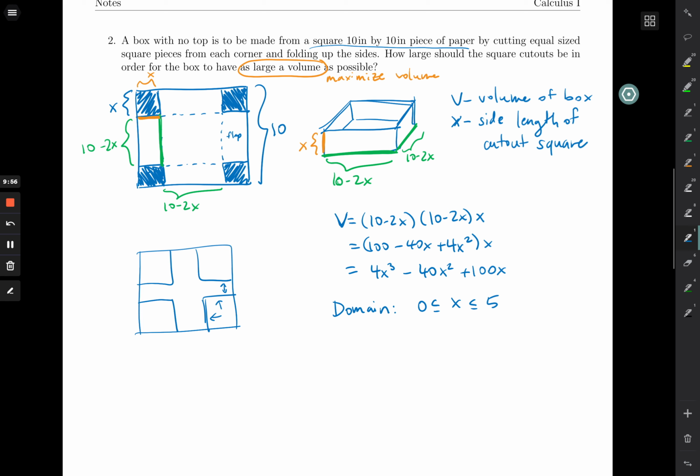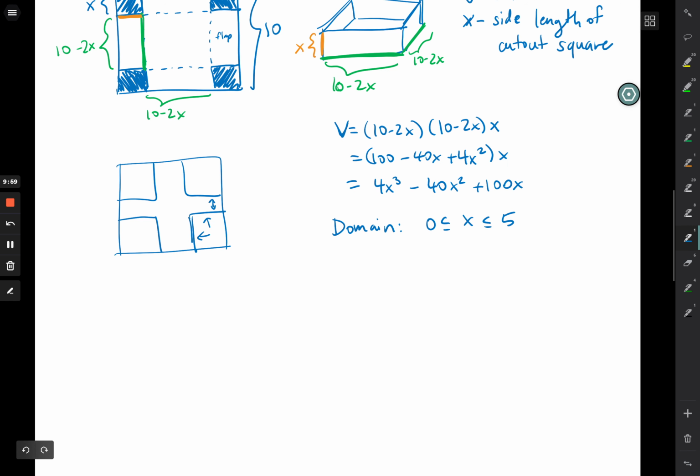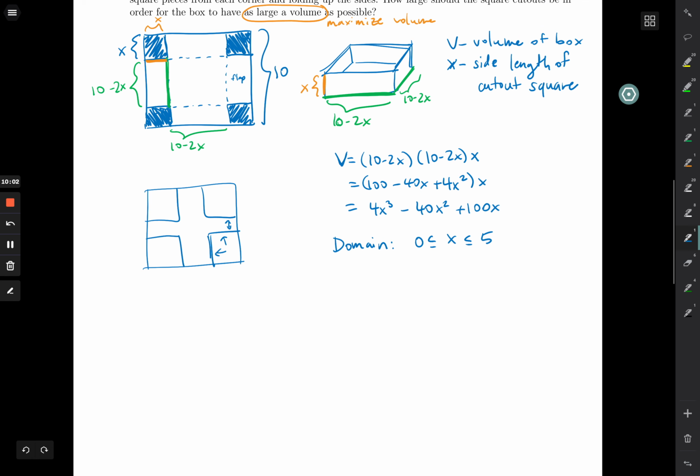Okay. Now, since we've determined the domain, this gives us our interval on which to find the absolute max, right? So this is why we determine what the domain is using the physical restrictions of the problem, in order to figure out on what interval to look for the absolute max. Okay, so the other thing that we need is the critical points of the volume.